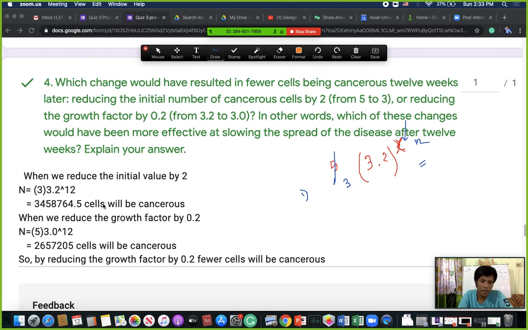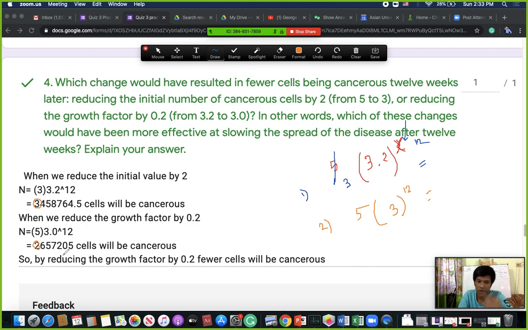Actually the calculation is done here. As you can see, this is the calculation: 3 times 3.2 to the power 12. In the second change, 5 will remain 5. Instead of 3.2, now it is 3, and 12 is here. Then do the calculation. Where is the value less, and which one is better? That is the question. So you will see, this is above 3 million and this is above 2 million.